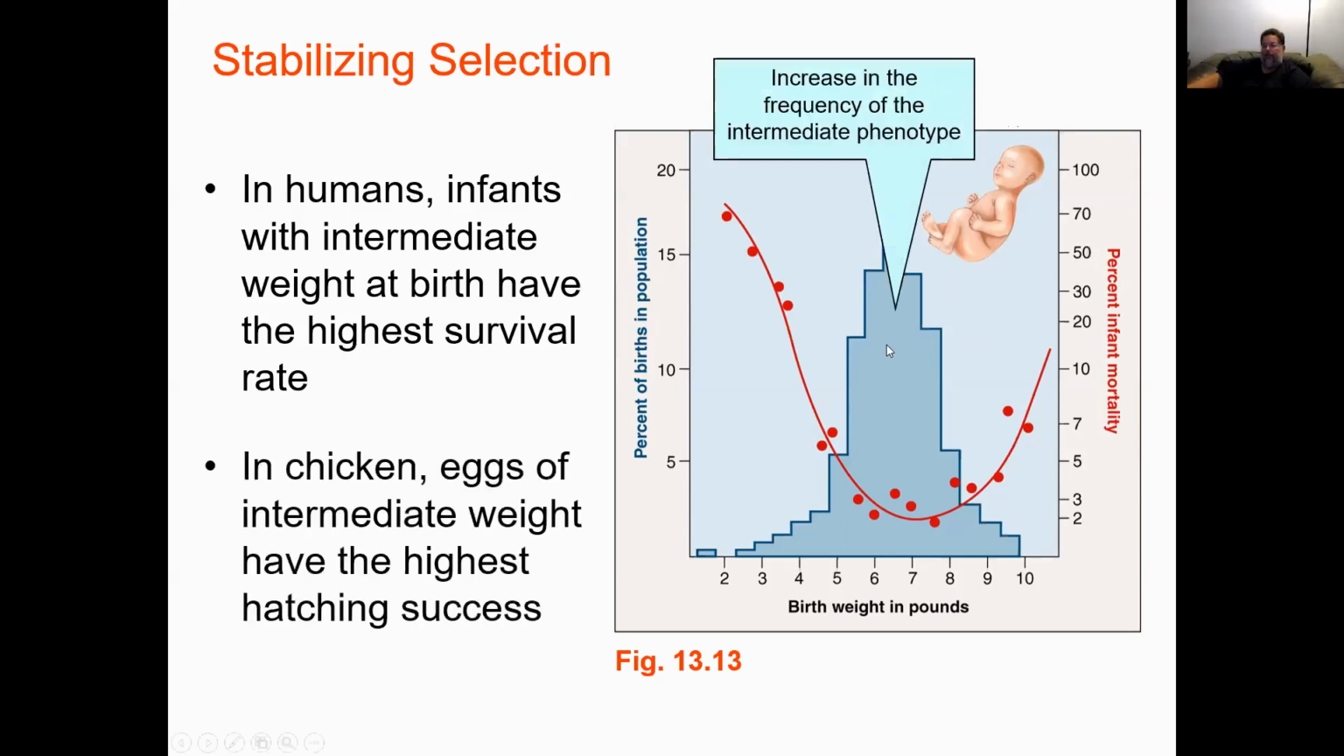Again, this is the frequency. And this isn't just in babies. We could talk about chicken eggs doing the same thing. Extreme eggs result in chicken hens that can't lay the eggs. Really small eggs result in not very good little chicks. It's that middle ground. So that's stabilizing selection.